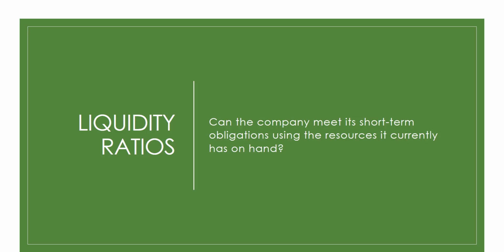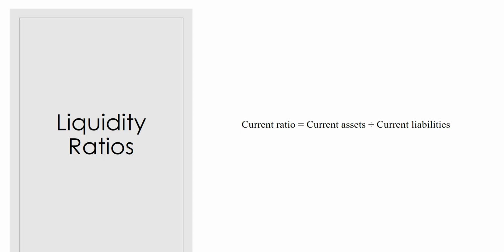So we are going to look at liquidity ratios first, and liquidity ratios ask if the company can meet its short-term debt obligations with the resources that it currently has on hand. And so with liquidity ratios, the first liquidity ratio that we're going to cover is the current ratio. And the current ratio is current assets divided by current liabilities.